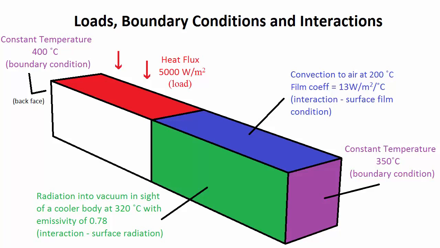One half of the left side of the block is in a vacuum and inside of another cooler body at 320 degrees Celsius. Heat transfer occurs between the two bodies only by radiation. The copper is assumed to have an oxide layer and therefore has an emissivity of 0.78. All the other surfaces of the block are insulated, meaning that no heat flows across these surfaces.